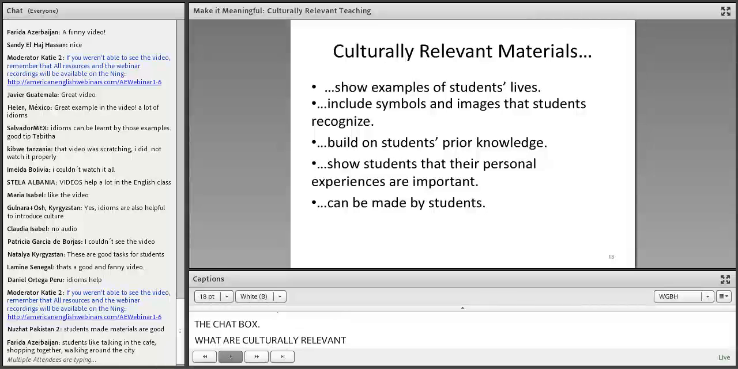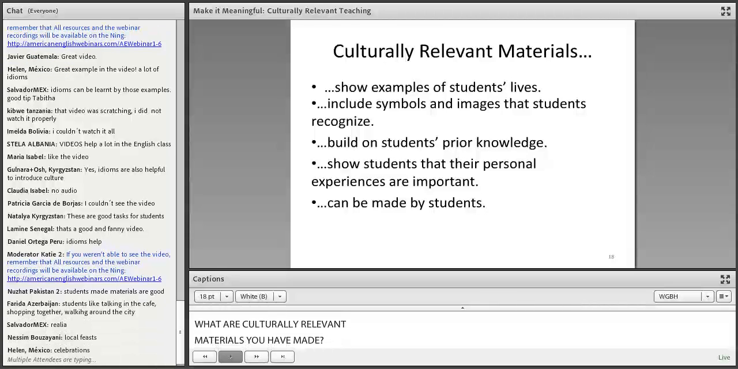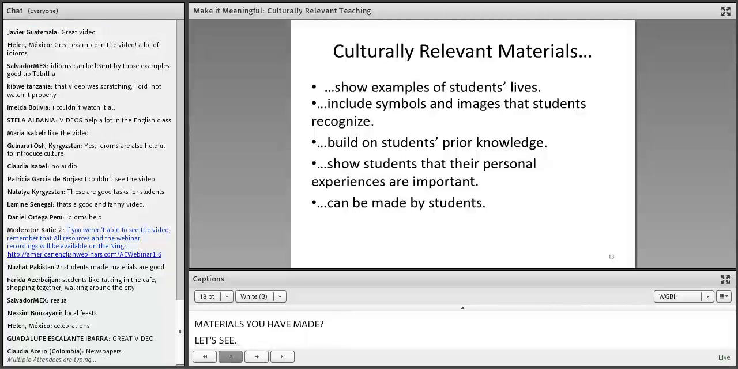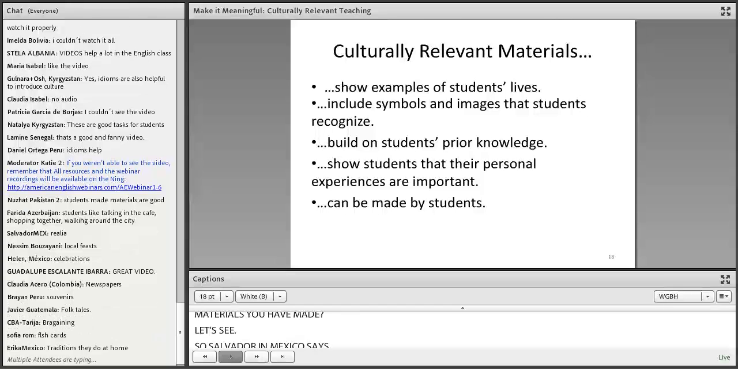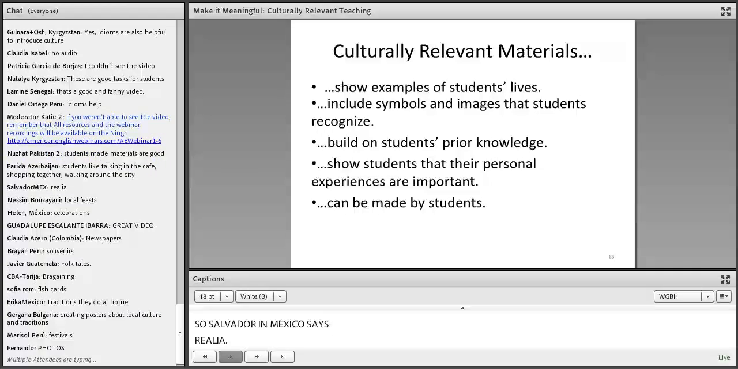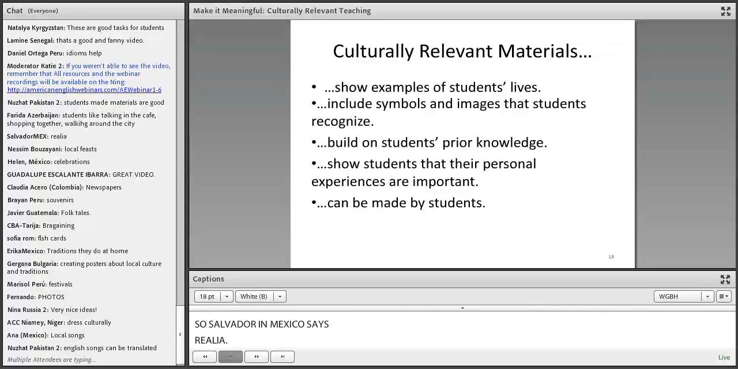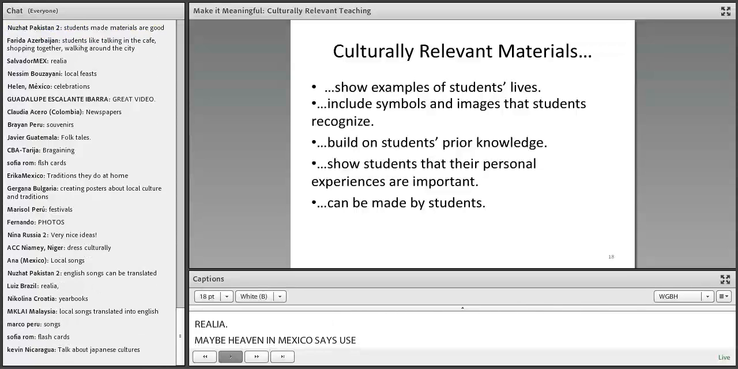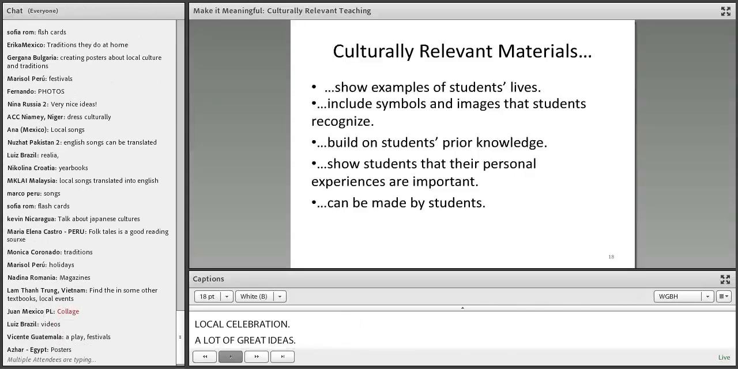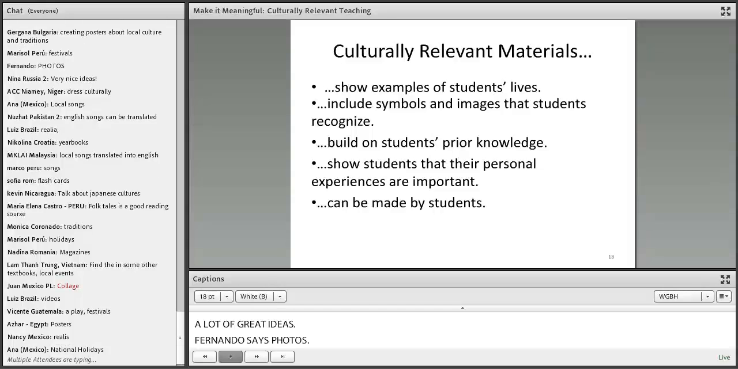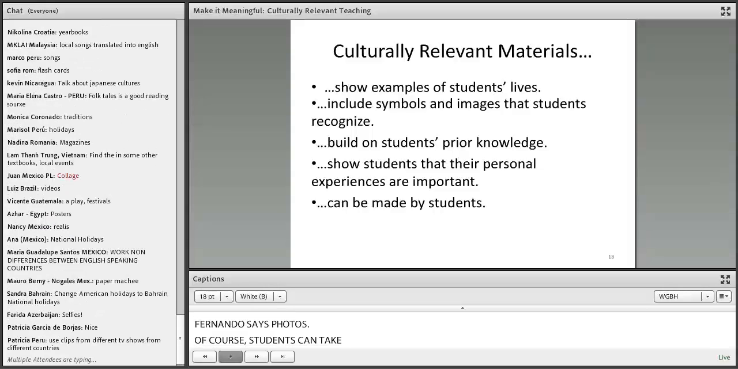Let's see. So Salvador in Mexico says realia. Maybe Helen in Mexico, they use local celebrations. A lot of great ideas. Fernando says photos. Of course, students can take photos of their day-to-day life and use that to talk about it in English. What else?